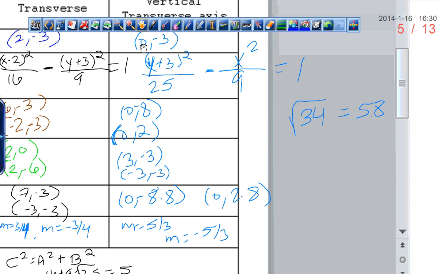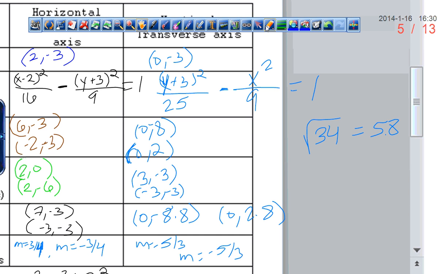Our center is at 0, comma, -3. Our equation is y plus 3 squared over 25 minus x squared over 9 equals 1. Our major vertices are 0, comma, -8 and 0, comma, 2. That's because we're going up and down 5 from there. Y is first, by the way, because it's vertical. Our minor vertices are 3, -3 and -3, -3 because we're going 3 left and right with the x values, so the x is changing. And then my c, a little awkward, it's 5.8, so we're adding and subtracting 5.8 to the y value. Slope is 5/3 and -5/3.